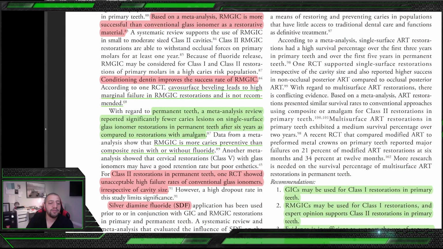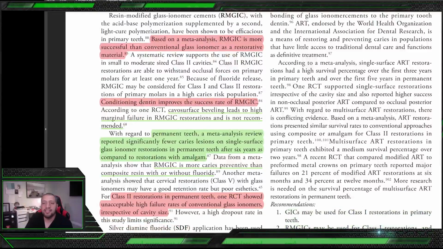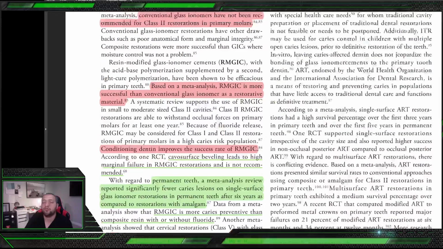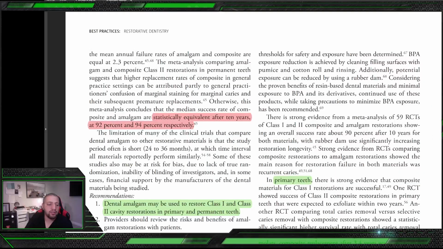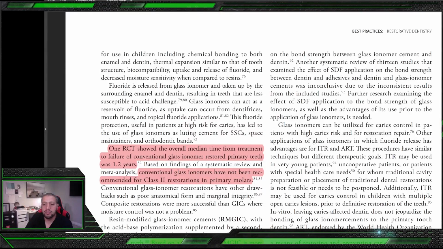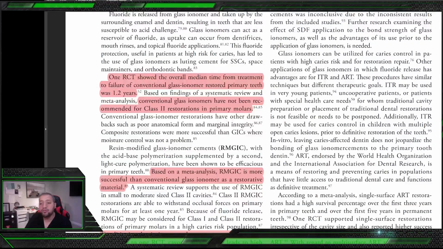Okay, and then we're gonna speak about SDF. SDF is magic. I use it. It's amazing. We're gonna speak about it later in different articles. But SDF is amazing in arresting caries. It has dual action, silver and fluoride. But we're not gonna speak about it now. We're just gonna wrap it up here for the resin modified glass ionomer. As we said, it can be used, but it cannot be used for class 2.